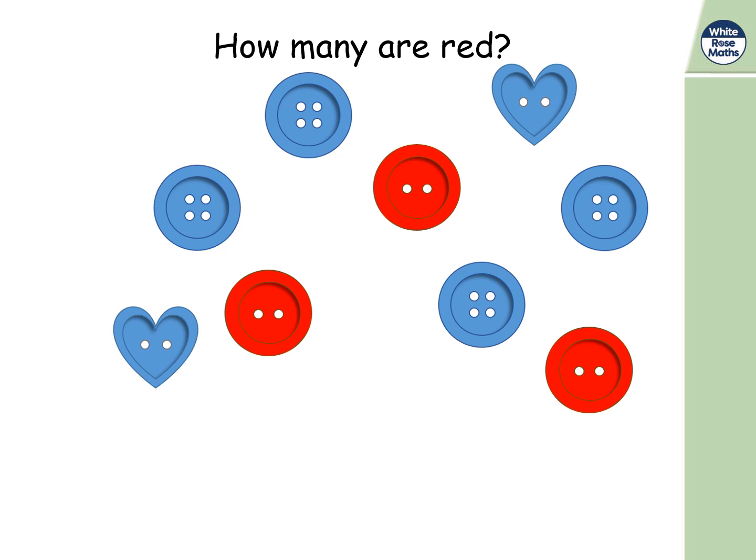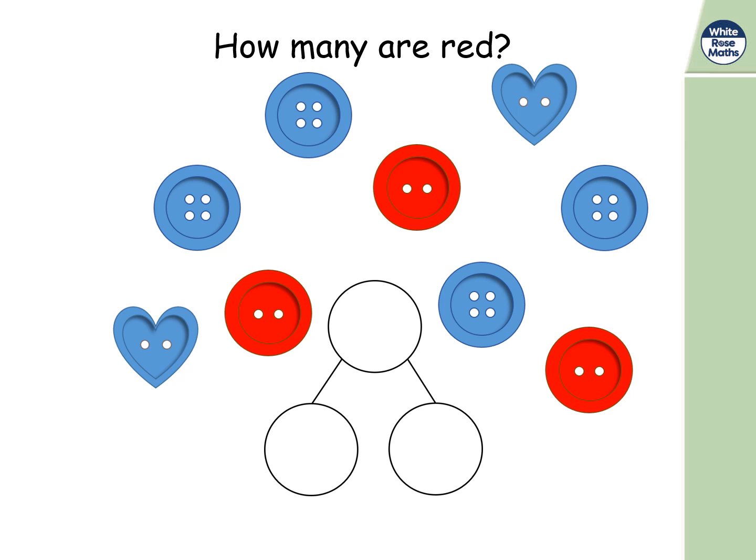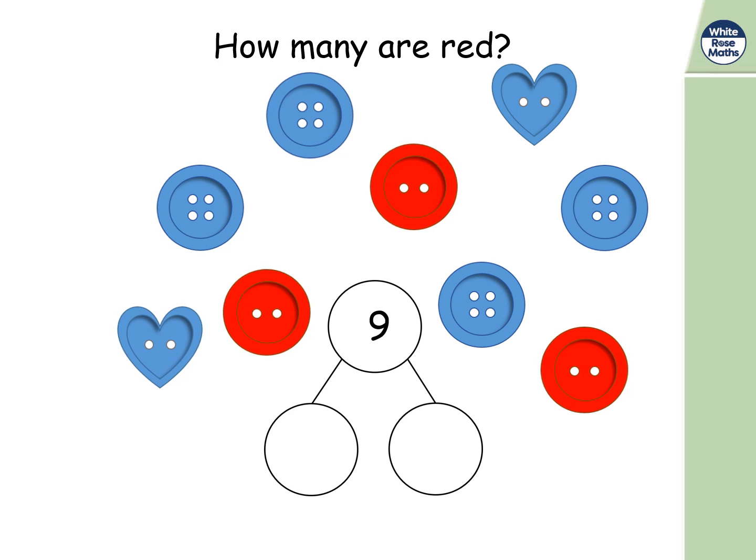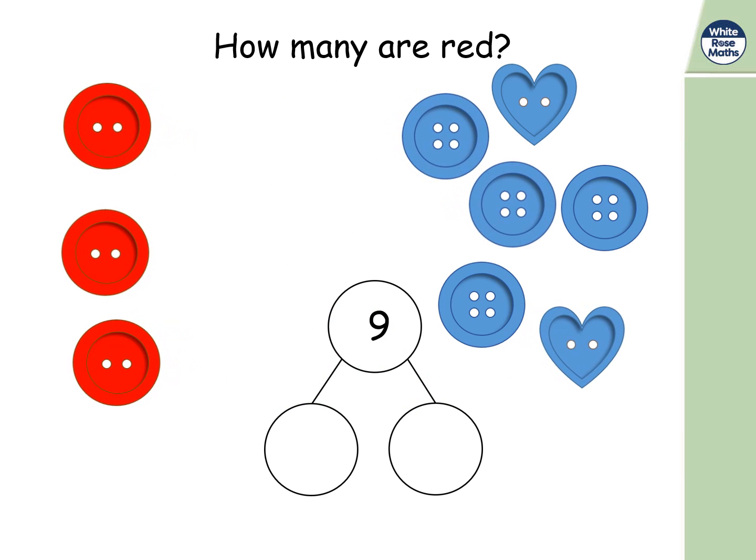This time it's asking us, how many are red? Isn't that the same question? No, not really. Again, we'll begin with our part-whole model and we know that there are still 9 buttons. This time, we'll sort them by color, but we want to know how many are red. That's going to be our answer.